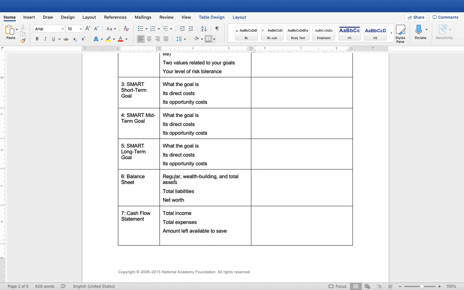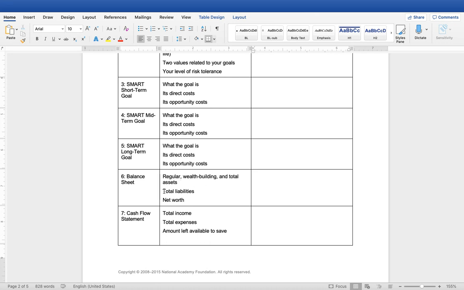So a balance sheet will show your regular assets, your wealth building assets, and then of course your total assets. Regular assets are anything that's worth money, that's of value that you have, but doesn't appreciate over time, or maybe even depreciates over time, like a car, like money in the bank. Now, a wealth building asset is anything that appreciates, like a house, investments. So you're gonna disclose that and add them up for your total assets.